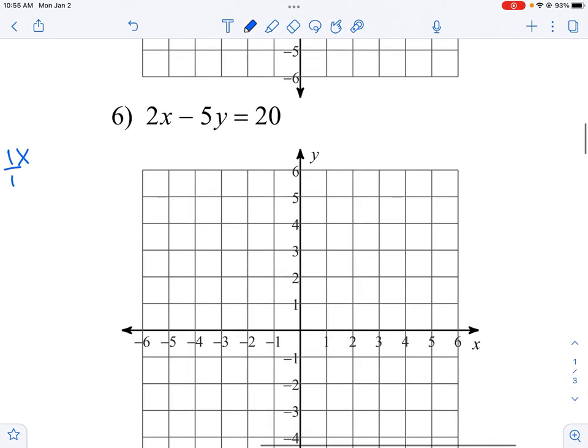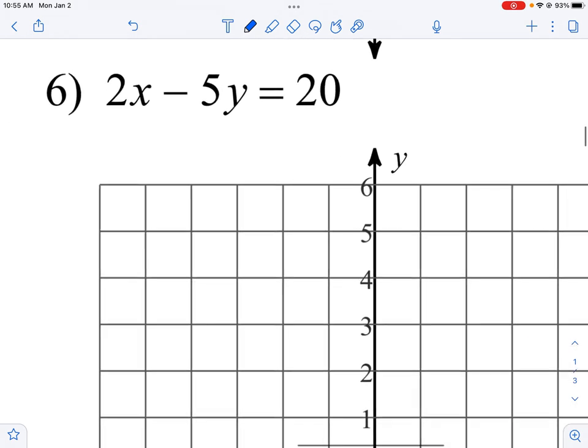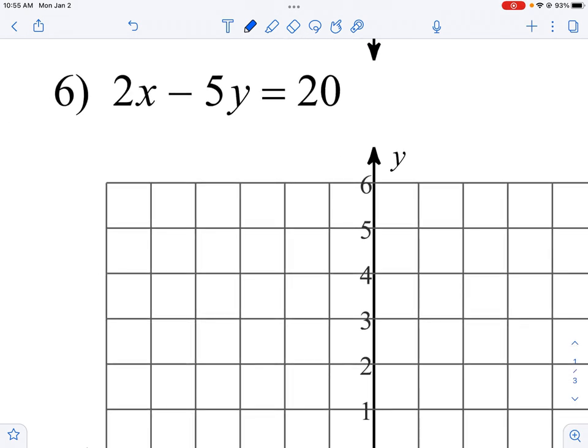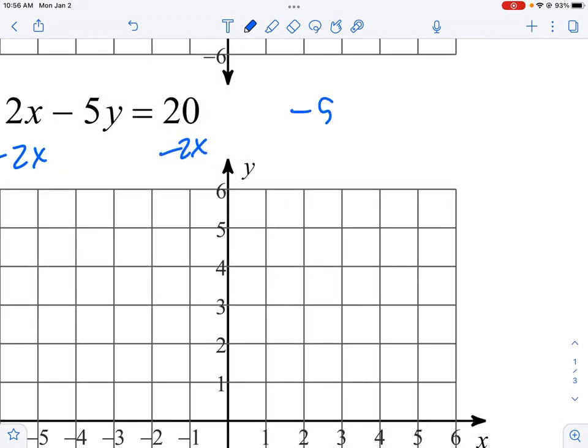And now let's jump to our last one here. We've got to just solve for y again. Let's subtract the 2x, subtract 2x. Don't forget this had a negative in front of it, so keep the sign there. We got -5y equals 20 minus 2x. And then you have to divide everything by that -5.